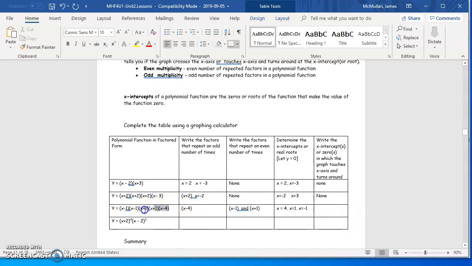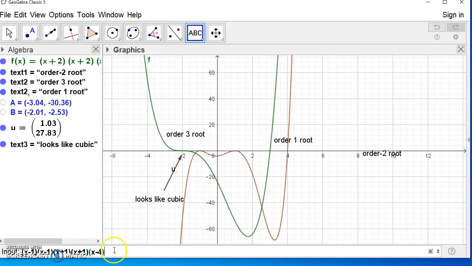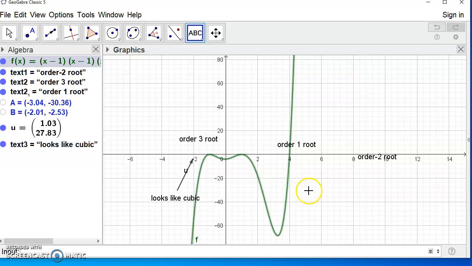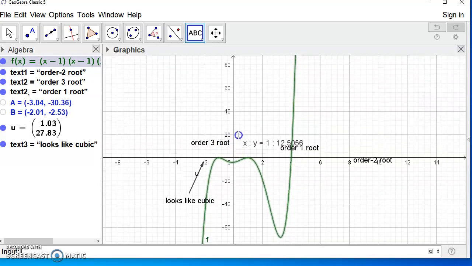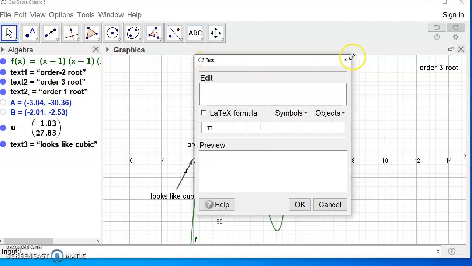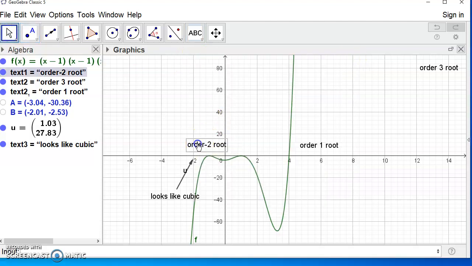So just quickly, we'll copy this over to GeoGebra. We'll paste it, changing f of x to this function. Just to pull this out a little bit, okay, now we have some different looking stuff. We don't have any order 3 roots because no factor repeated 3 times. We do have an order 2 root here, and another order 2 root here.